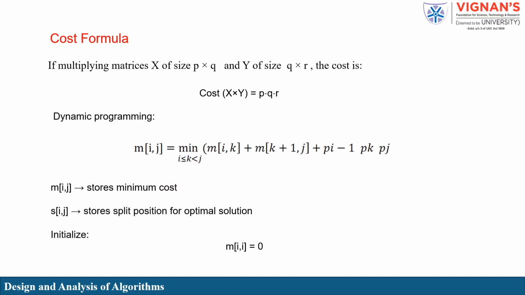In dynamic programming, we define M of I, J as the minimum cost required to multiply matrices from I to J. We try all possible positions K between I and J to split the matrix chain and choose the minimum cost. This cost includes the cost of multiplying the left part, the right part, and the cost of multiplying the resulting matrices. Finally, when I is equal to J, it means there is only one matrix, so the cost is 0 because no multiplication is needed.